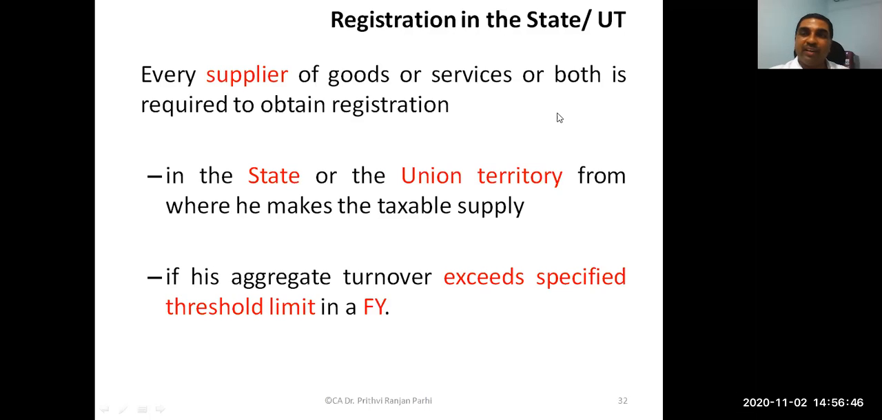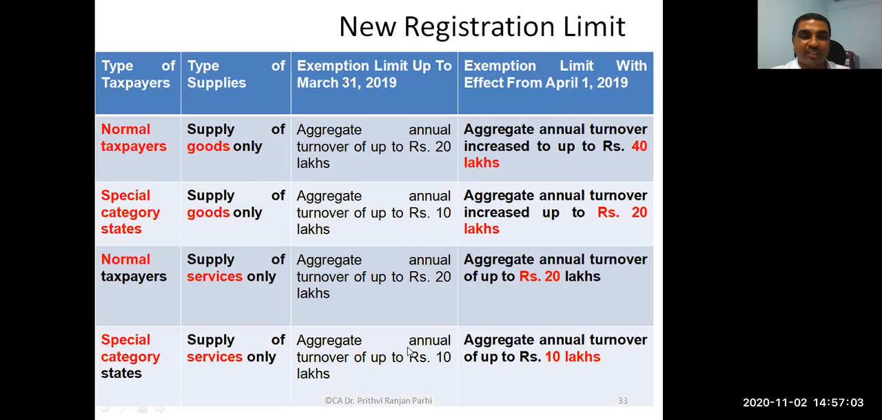In our earlier classes, we learned that a supplier of goods and services is required to obtain registration in the state or union territory from where he makes taxable supply if the aggregate turnover exceeds the threshold limit. Right? Now, it is important for us to understand what these threshold limits are. Look at this chart. These are the threshold limits. Have you seen this chart earlier?